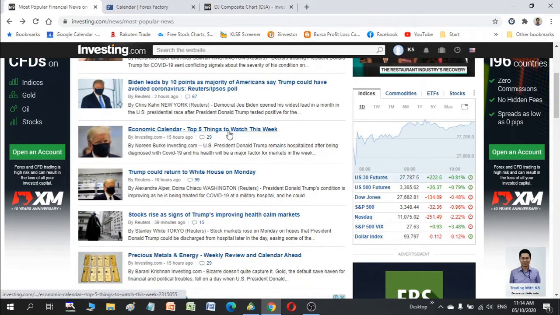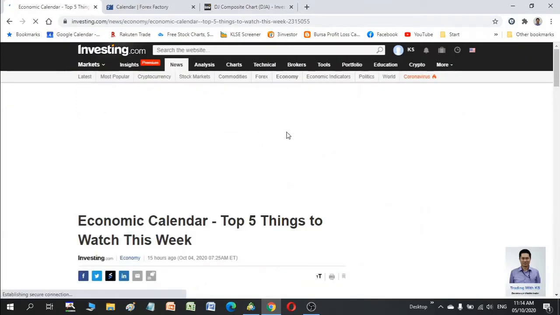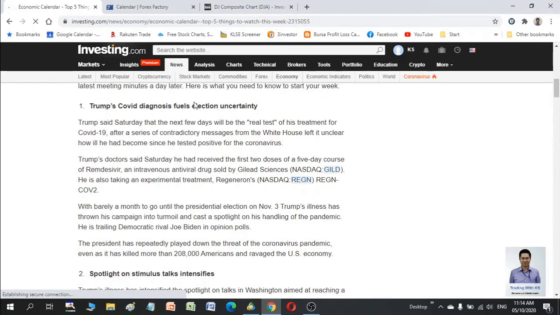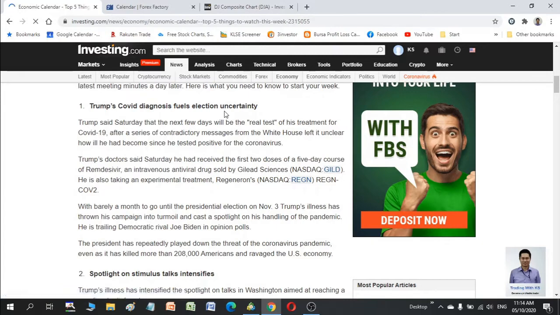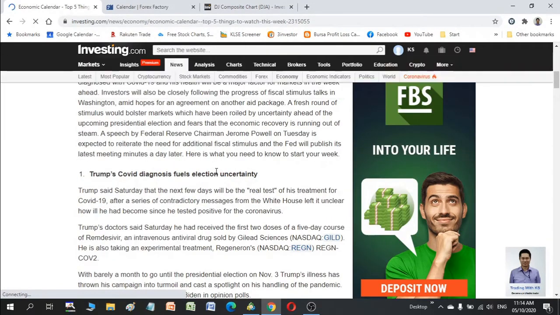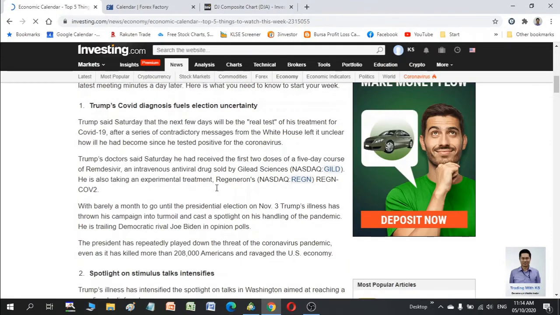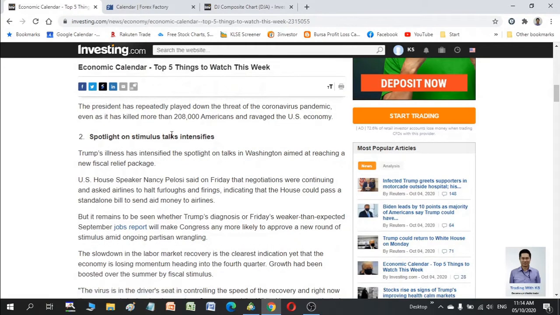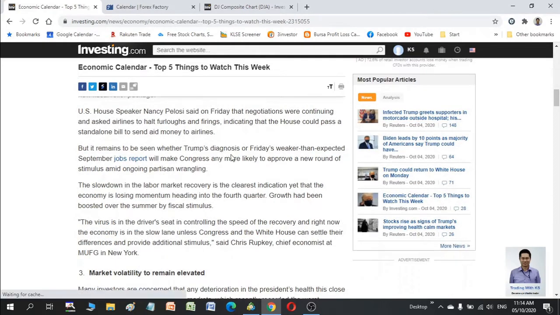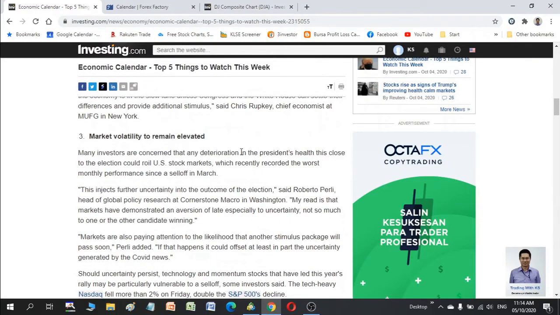So we look at the economic calendar, the top five things to watch out for this week. These are the five things that you should know. From the COVID diagnosis, to the election uncertainty, definitely. This uncertainty in the election will cause a lot of doubt in the stock market. Then, spotlight on stimulus talk. As far as I know, there is still no outcome yet. People are still waiting, and there's still no decision made on the stimulus. So market volatility will remain elevated. When we are so near to the U.S. election, and Donald Trump has been infected by coronavirus, definitely the volatility in the market is elevated.